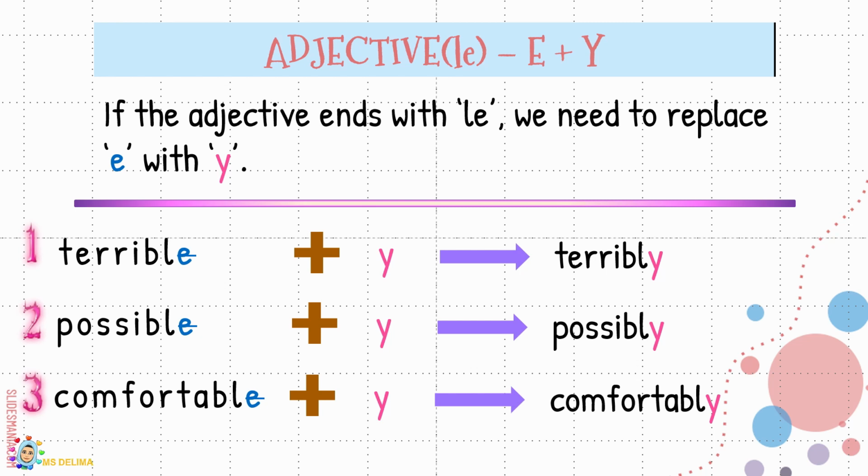Terribly. Okay, the next example is possible. We replace e with y and then it will become possibly. Possible will become possibly. The next example is comfortable. We replace e in comfortable with y and then it will become comfortably. Comfortable, comfortably. Okay, easy, right?